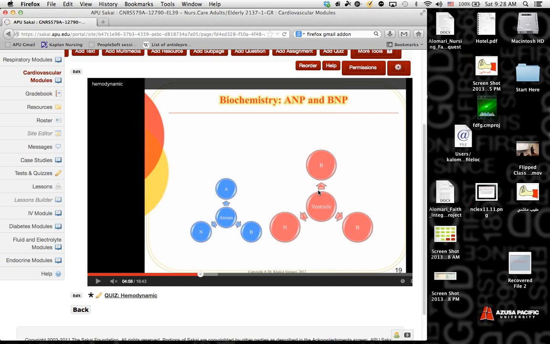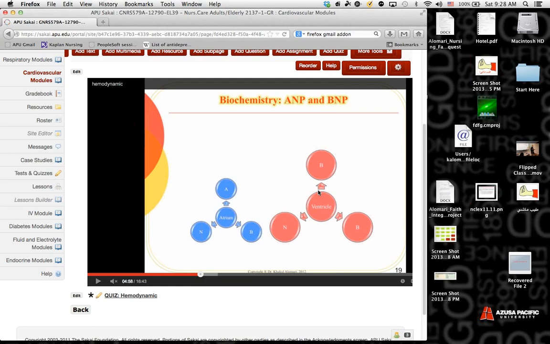So if the patient comes with high BNP, we know that high BNP means that the patient's heart failure is worsening. And if we do a treatment for the patient, we repeat the BNP in a couple of days, and if the BNP is low, going back to normal, then that's an indication that your treatment is good.